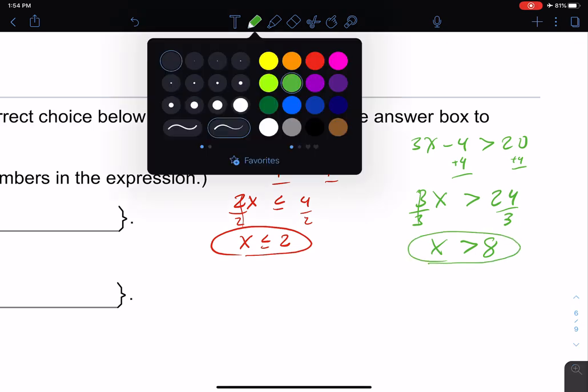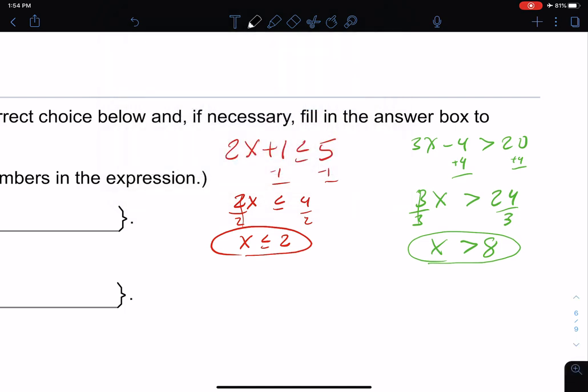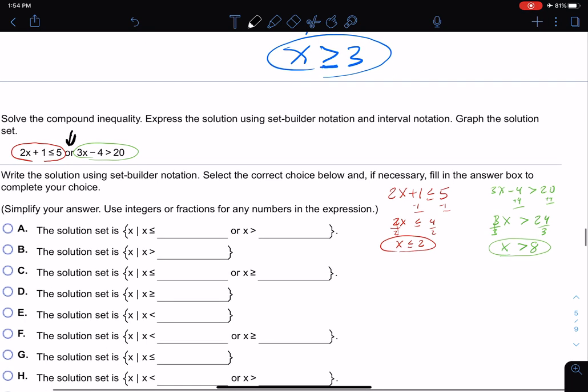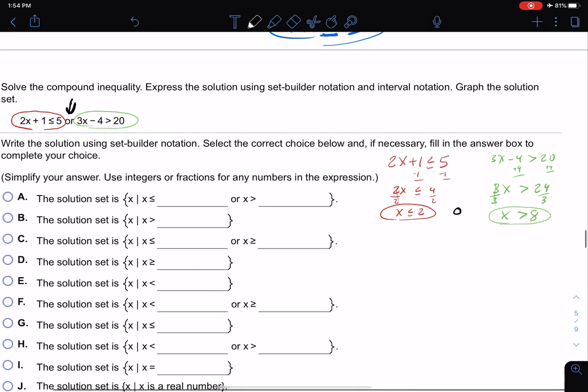What was our connective word? I can't remember. It was an or. So between these two would be an or. Also, we can use the word or the symbol union. So if I were to graph the two, you basically just graph both of them on your graph.